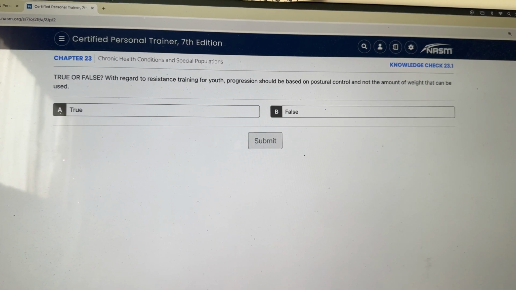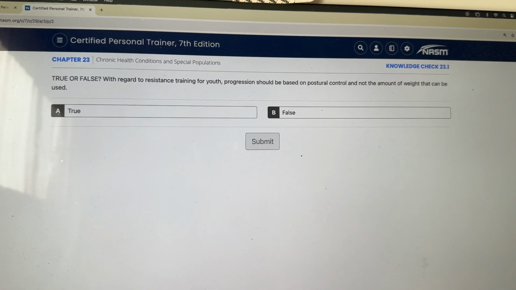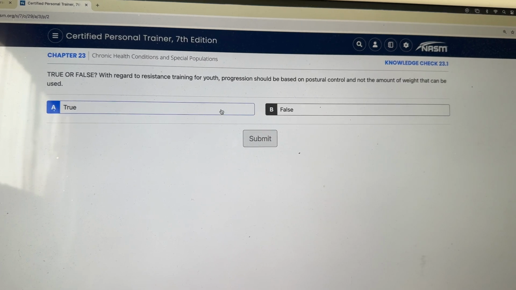True or false? With regard to resistance training for youth, progression should be based on postural control and not the amount of weight that can be used. That sounds right. I'm going to say true.